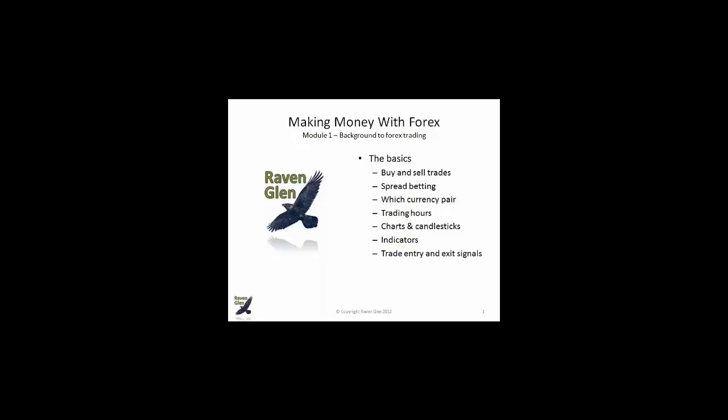In this module we cover the basics. We explain what buy and sell trades are. We begin to understand spread betting and how that compares to Forex trading. We look at what currency pairs are and which one to trade. We look at the trading hours available to us and which ones are best to trade in. And we start to look at charts and candlesticks and something called indicators, as these will go on to give us entry and exit signals from which we can trade.